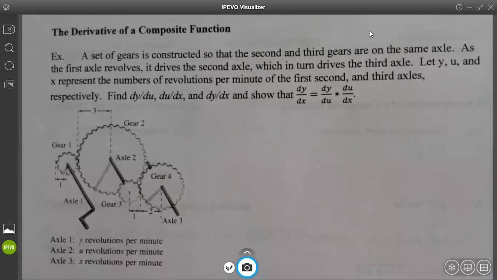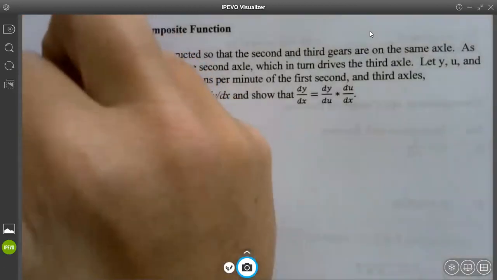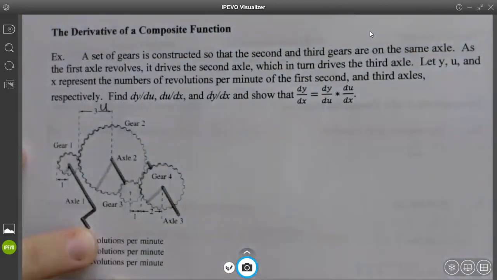A set of gears is constructed so that the second and third gears are on the same axle. As the first axle revolves, it drives the second axle, which in turn drives the third axle. Let y, u, and x represent the numbers of revolutions per minute of the first, second, and third axles respectively. So third is u.